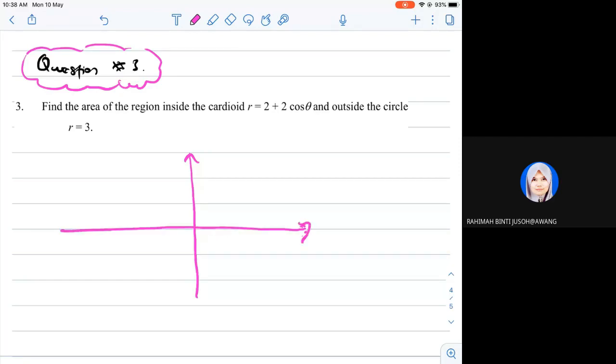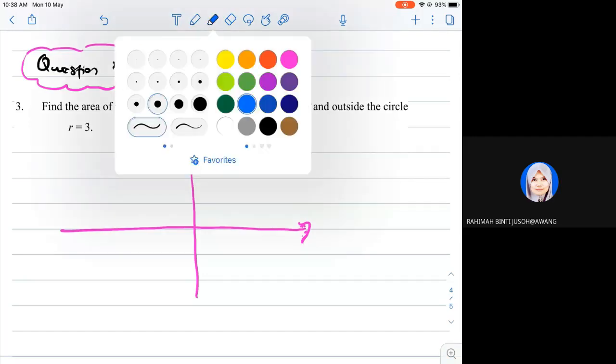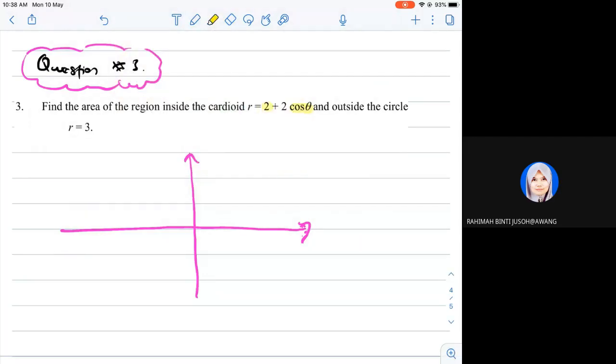Guys, cardioid ni sebelah mana? 2 plus cos theta. Dia punya magic axis tu sebelah paksi X ke paksi Y? Paksi X. Okay, X, kanan ke kiri? Kanan. Kanan, yes, sebab dia positif. Okay, very good, well done.